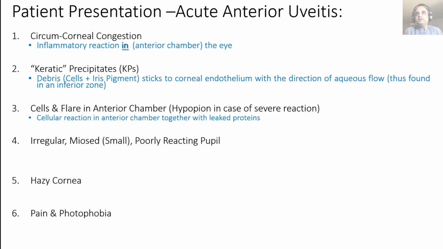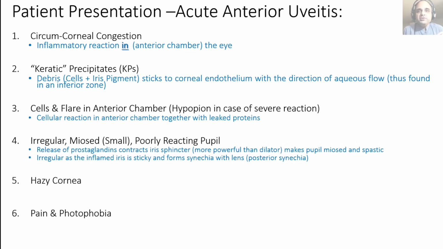Flare is basically the leaked proteins. Irregular miosed pupil is the most important thing to remember, and that is happening because inflammatory mediators, prostaglandins, act on the smooth muscles of the iris to constrict it. Now, you might ask, iris dilator is a smooth muscle. Why doesn't it act on the iris dilator and dilate the pupil? Well, it could, but the sphincter is a much more powerful muscle as compared to the dilator, and the action on the sphincter is much greater, and that makes the pupil small. Why is the pupil irregular?